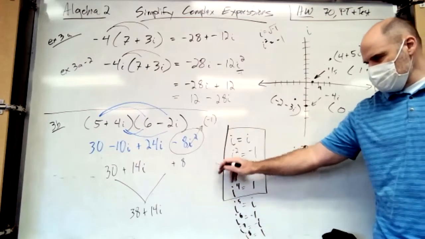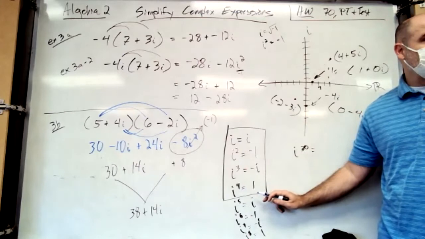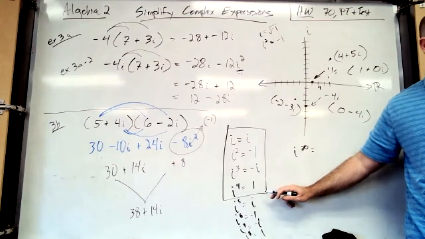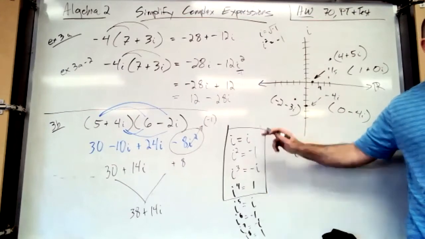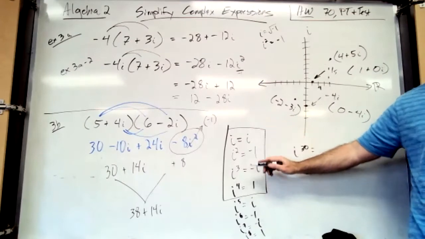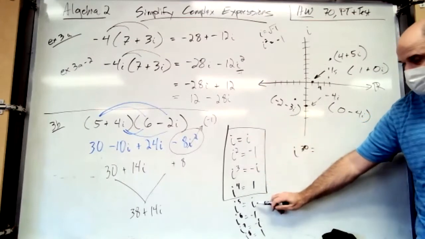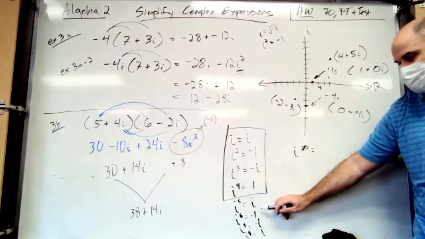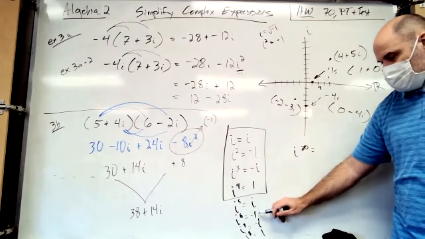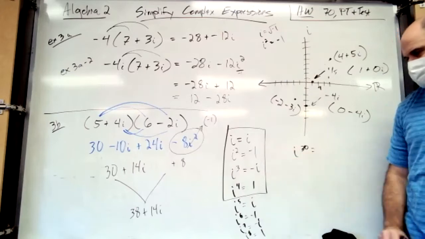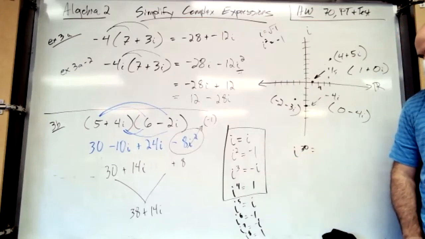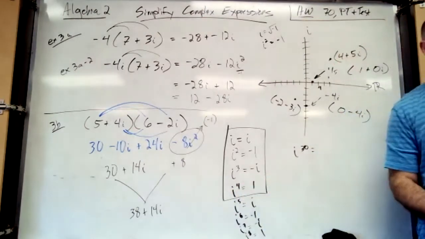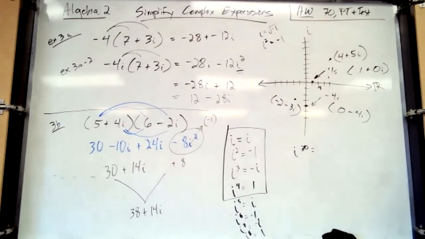So remember, all the multiples of 4 are 1, right? So i to the 8th is going to be 1. i to the 12th is going to be 1. i to the 16th is going to be 1. Are you seeing that? Because it cycles every 4 exponents. So i to the 5th is just 1 times another i, so that's just i. i to the 6th is just i to the 4th times i squared, so that's -1.